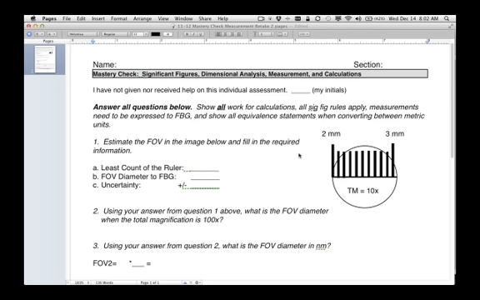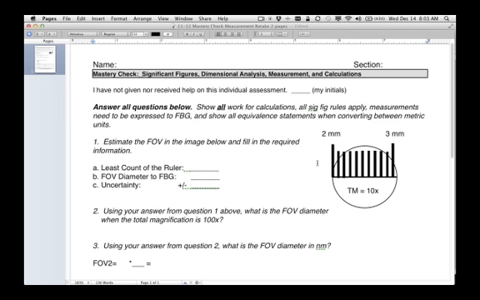So the first question, estimating the field of view in the image and fill in the required information, corresponds to this image right over here. So this is the image that you would see looking through a microscope. Since we've just been doing microscope work, we're going to use measuring with a microscope for this part of the mastery check. And so the field of view is outlined here as a circle. And in the field of view you see a series of lines which are representing basically parts of a ruler that's underneath the microscope that you're looking through the field of view at.